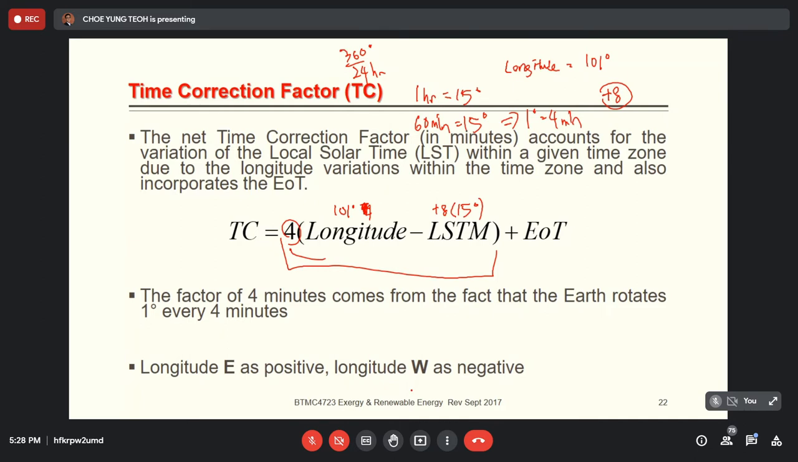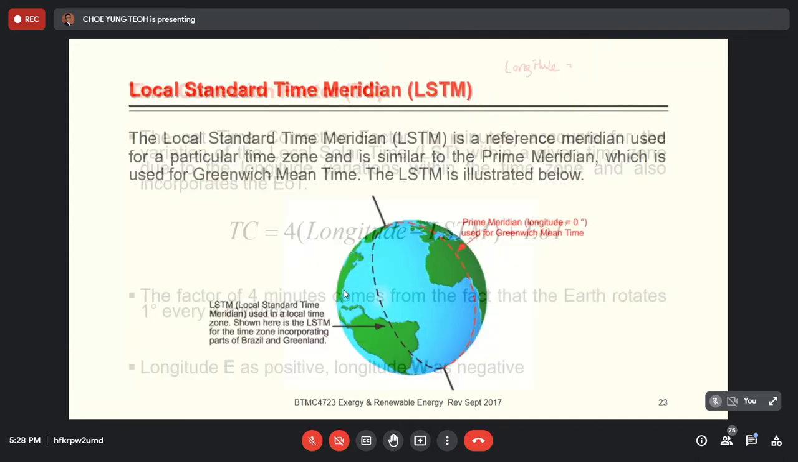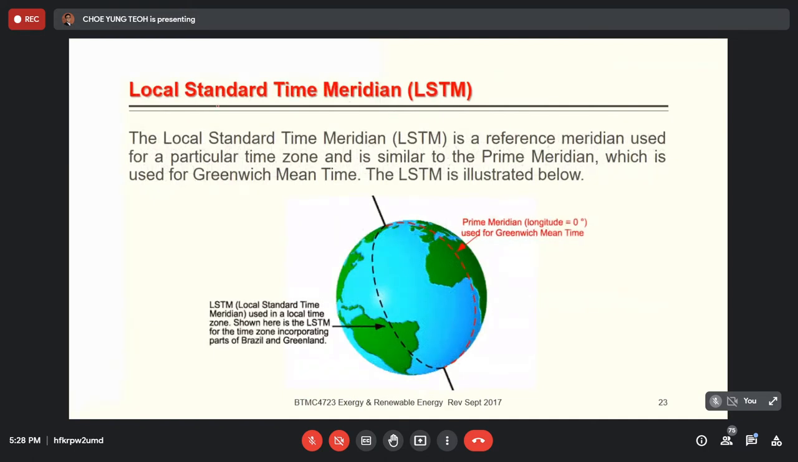But actually, 1 day is not exactly 24 hours. So we have this equation of time. But the effect of the equation of time is not so big compared to the difference between longitude and the LSTM. Okay, we will talk about the equation of time later. This one, LSTM, is the local standard time meridian. This means the time zone.